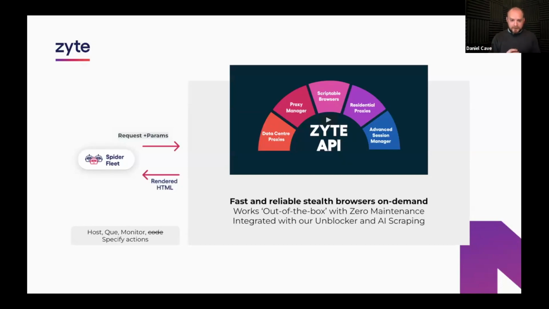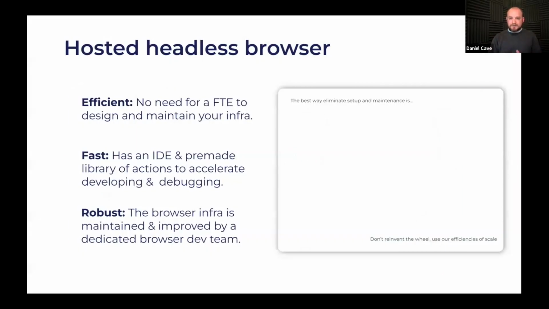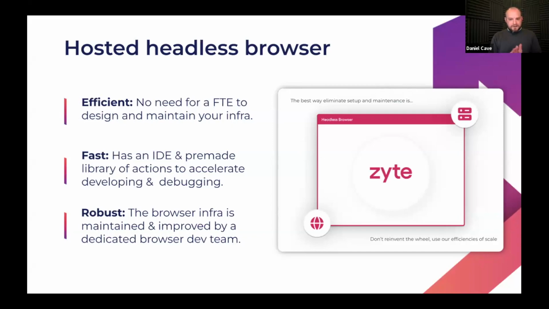And they have the benefit that they're also integrated with our unblocker and our AI scraping tech as well. So not only are you getting the browser, you're getting sort of advantageous integrations with other tools that are part of the same API. Okay, and we can see it's a lot more simple. Traditional in-house, you have to think about orchestration, setup, maintenance, proxy servers, browser farms, and all this stuff. Whereas Zyte API and any API is going to be more abstracted. Okay, the way I talk about this is don't reinvent the wheel, use our efficiencies of scale, right?